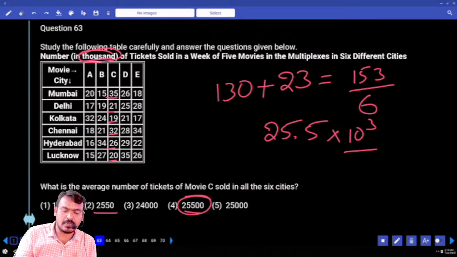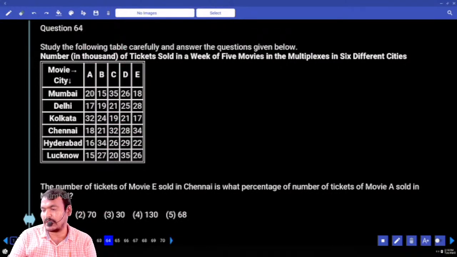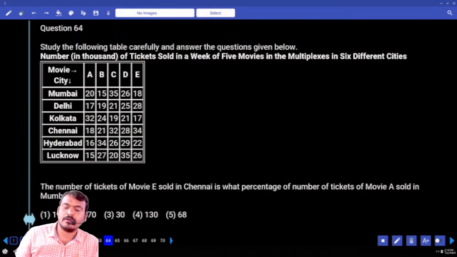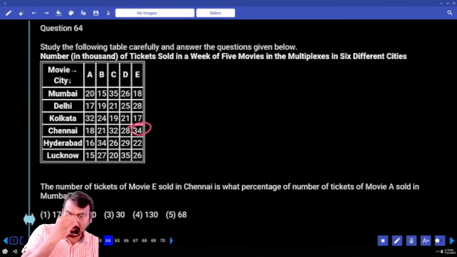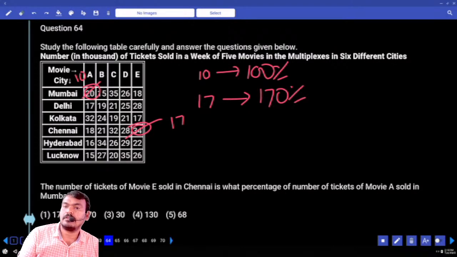Next, question number 64. The number of tickets of movie E sold in Chennai is what percentage of the number of tickets of movie A sold in Mumbai? What is the E value in Chennai? 34. The A value in Mumbai? 20. 2 is how many times 20? 10 times. 2 is how many times 34? 17 times. Suppose we consider 10 parts as 100%. Then 17 parts are how much? 170%. Answer: 170%.